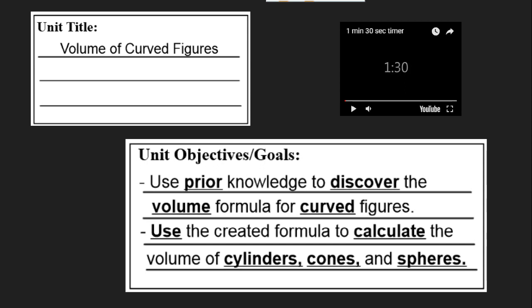All right, guys, our time is up. Let's go back through and talk about what you should have written down. So, again, our unit title for this section is volume of curved figures. So we'll talk about what that means. And there's three specific figures that we'll be looking at. So we'll get to that here in a second.